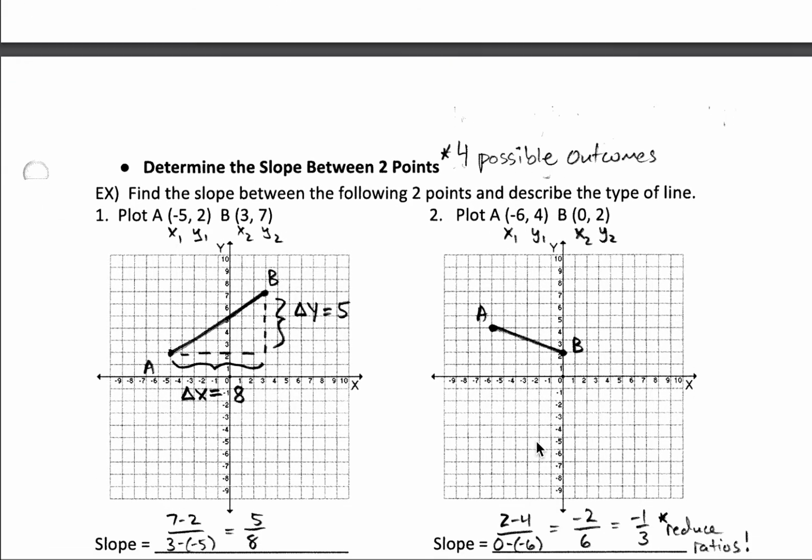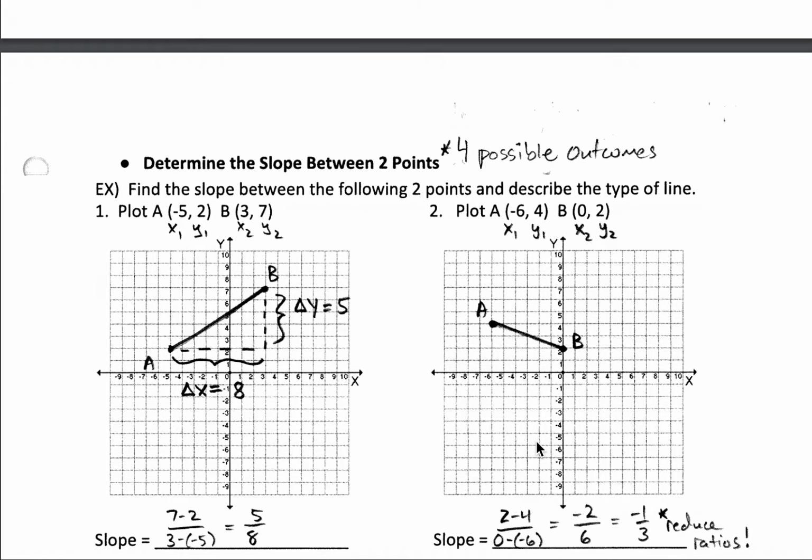Anytime we find the slope between 2 points, we could have 4 possible outcomes. We could have a representation of 4 different types of lines if we pretend that the 2 points could be connected by a segment or a line. So if we plot A and we plot B here on our coordinate plane, we can visualize the type of line or segment between those 2 points. We can see that it is going up, or as we tend to describe it, it's increasing.